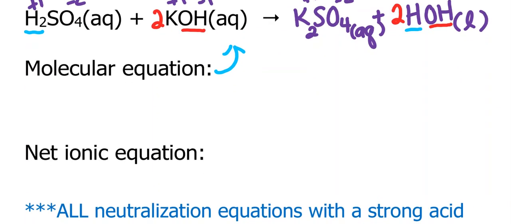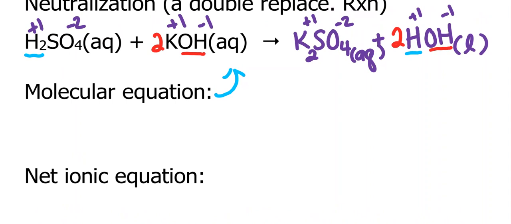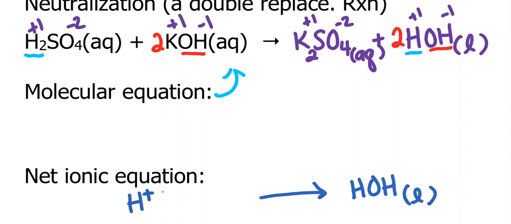Okay, let's do our net ionic equation. So what's different here is instead of forming a precipitate, we have a covalent compound being formed. And our covalent compound is our water. So I need to show the ions that go into making that. There's a hydrogen ion and a hydroxide ion. And of course, these are aqueous because they were above.